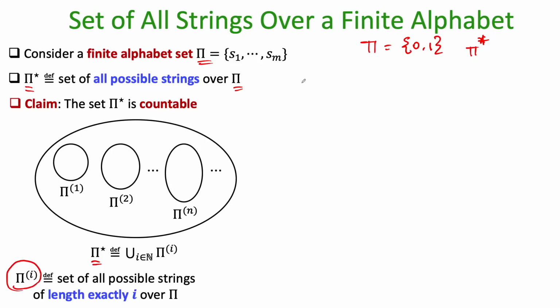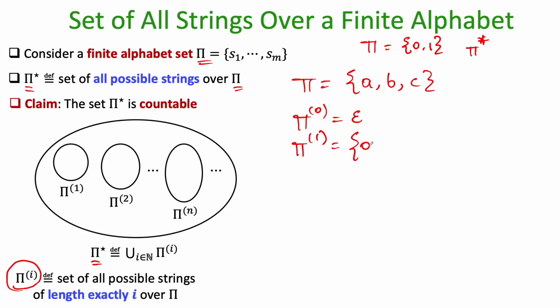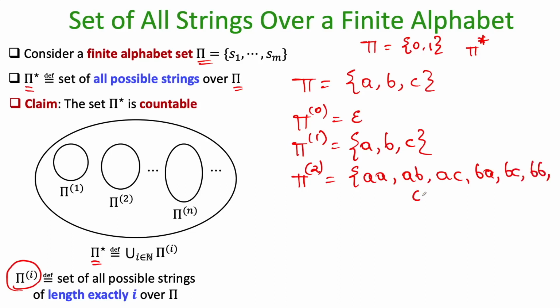So for instance, if my Π consists of the characters A, B and C, 3 characters, then Π^0 of course will be the empty string. Π^1 will have all the strings of length 1, so I will have 3 strings. Π^2 will have all possible strings of length 2, so I can have strings like this. And so on.